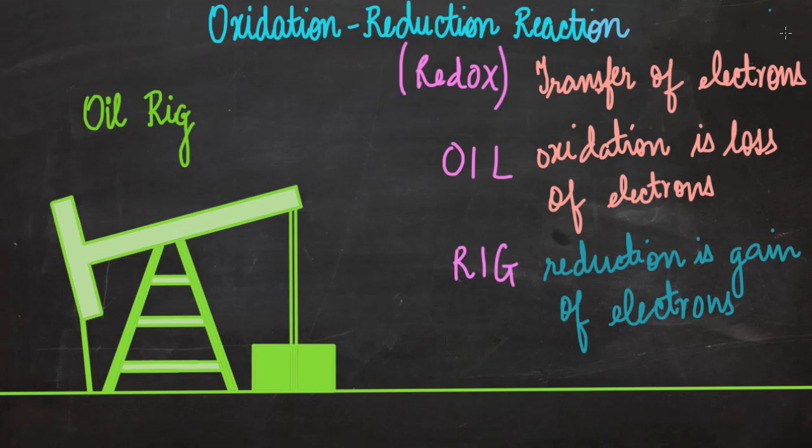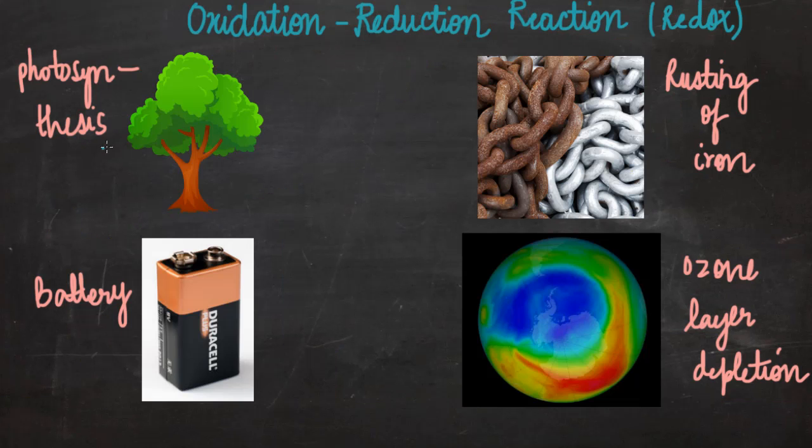But why are we studying redox reactions? Let's see a few examples where redox reactions are taking place. So let's remember that oxidation is loss of electrons, reduction is gain of electrons. There is photosynthesis, or we see rusting of iron, battery, or even ozone layer depletion, which is a much hyped topic these days. All of these are redox reactions. So that is why it is very important to study about these reactions.